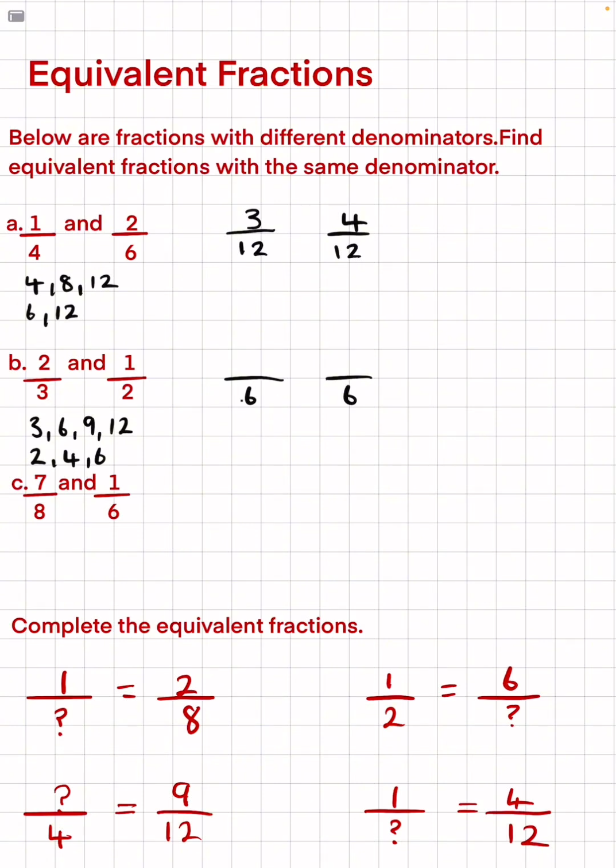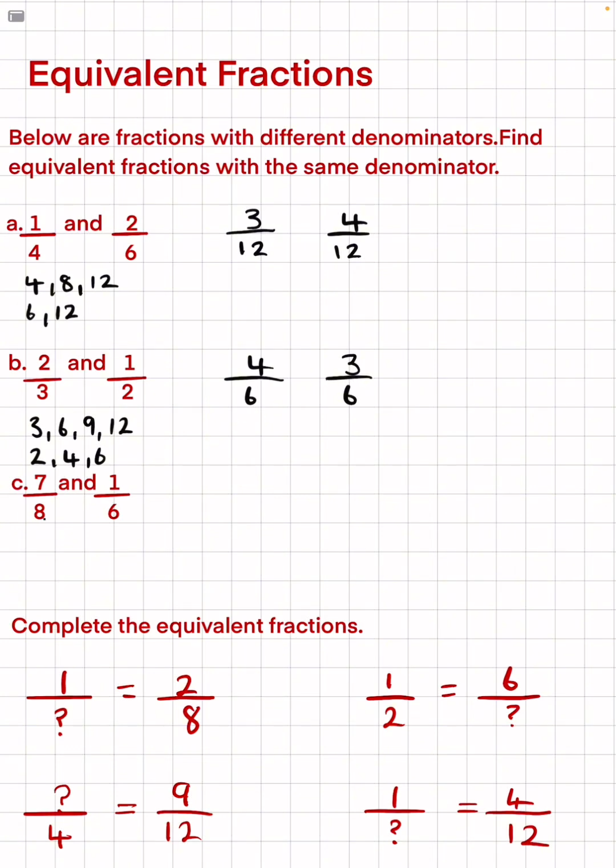To get from 3 to 6, we've multiplied by 2. So we're going to multiply the top number by 2. 2 times 2 is 4. To get from 2 to 6, we've multiplied by 3. So we're going to multiply the top number by 3. 1 times 3 is 3. 2/3 and 4/6 are equivalent fractions, and a half and 3/6 are equivalent fractions.